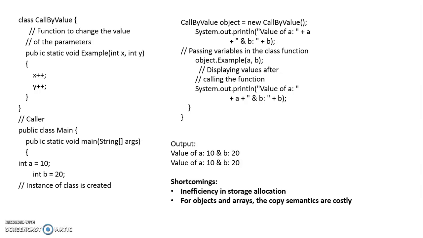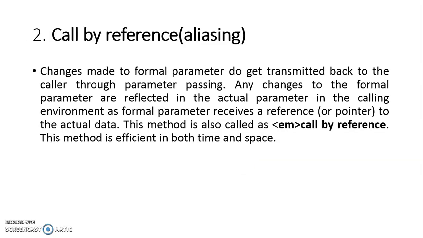Now what are the shortcomings over here? Insufficiency in storage location, and for objects and arrays the copy semantics are costly. So these are the shortcomings of call by value. Another concept is call by reference, which is also known as aliasing.